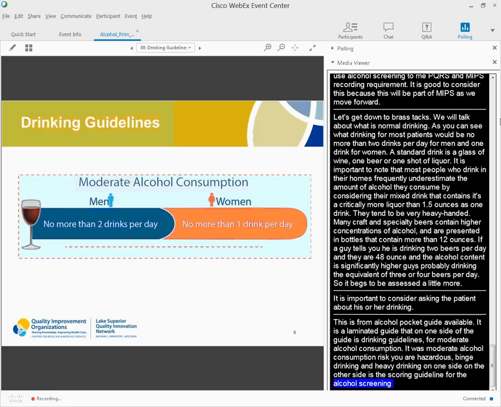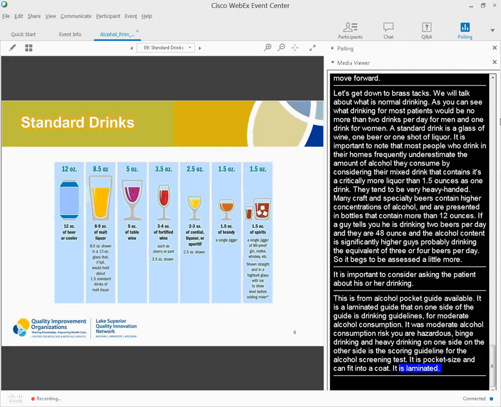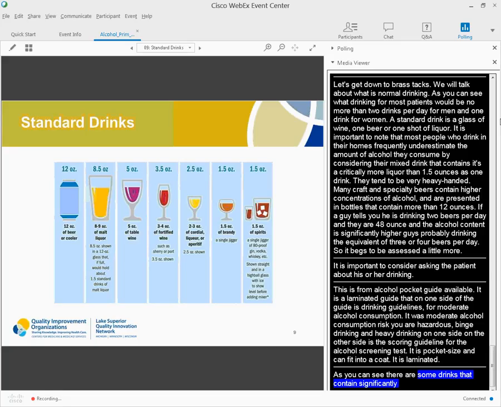This is from our alcohol pocket guide. This is the one I wanted to go to, the standard drinks. And as you can see, obviously there are some drinks that contain significantly more alcohol than what would be considered a standard drink. Okay?